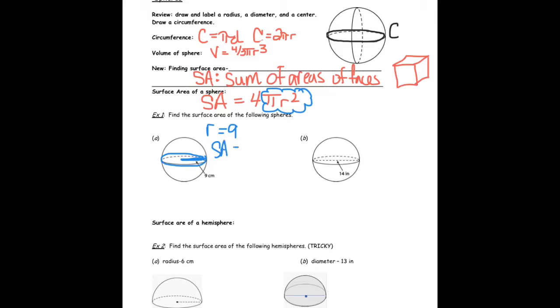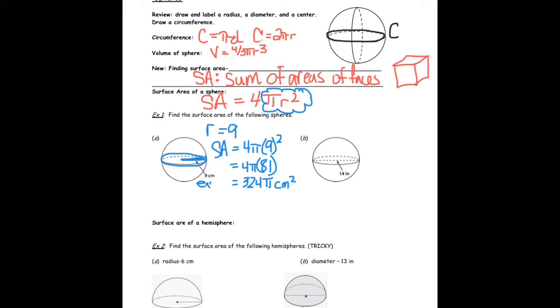Surface area equals 4 times pi times my radius, which is 9 squared. That's the same thing as saying 4 pi times 81, which is the same thing as 324 pi centimeters squared. That would be exact.